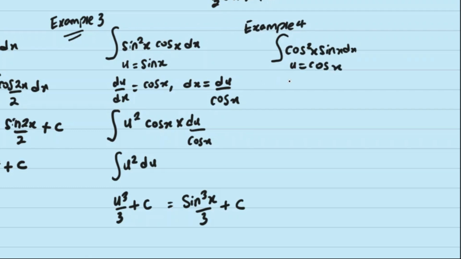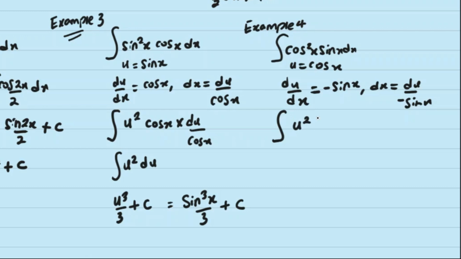So it means that du/dx is going to give us minus sine x. Since du/dx is minus sine x, if we make dx the subject of the formula, dx is going to give you du divided by minus sine x. So the question can now be written as the integral of cos x is u, so cos square x gives us u raised to the power of 2, multiplied by sine x, multiplied by dx. Our dx is now du divided by minus sine x.